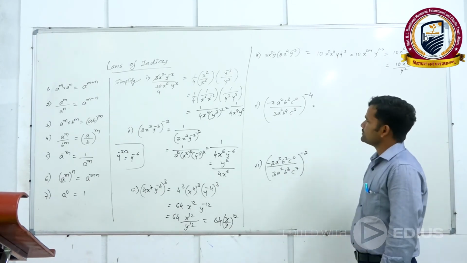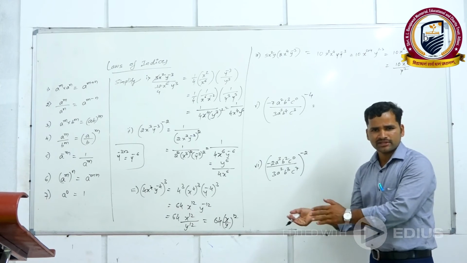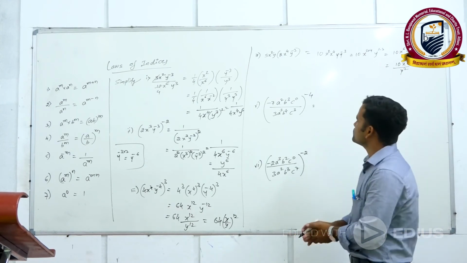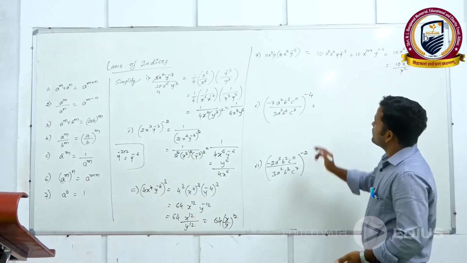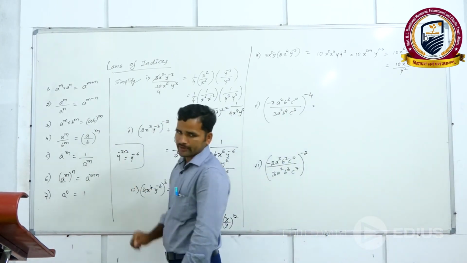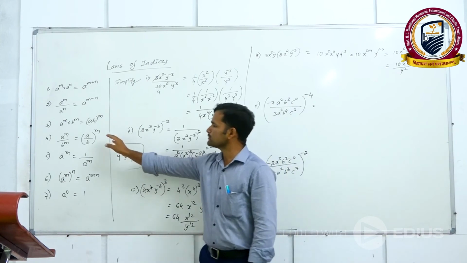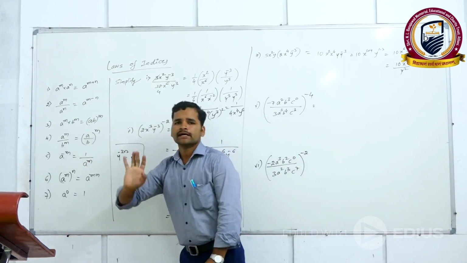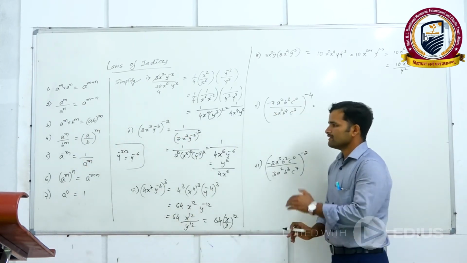Fine. Now what to do here? It looks somewhat bigger, but it can be solved easily. You see, first of all, it is in the format of (a by b) whole to the power of m. Write it as it is there in the left hand side.